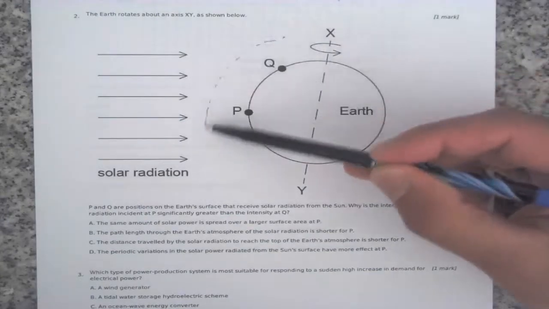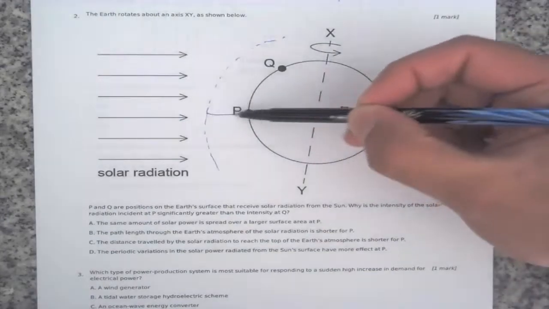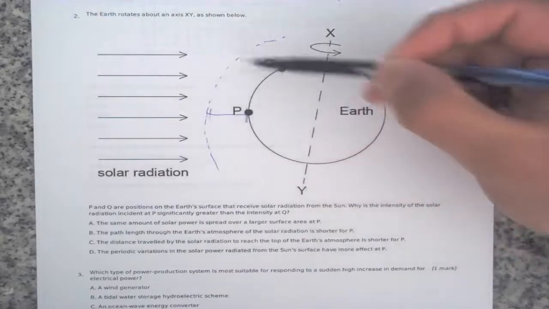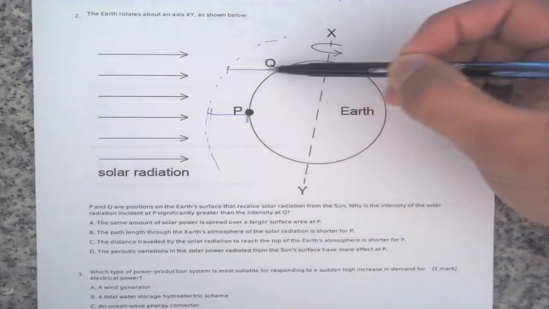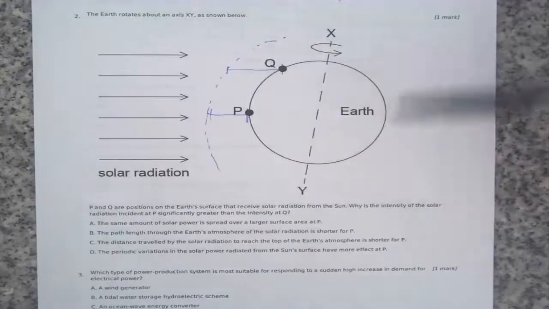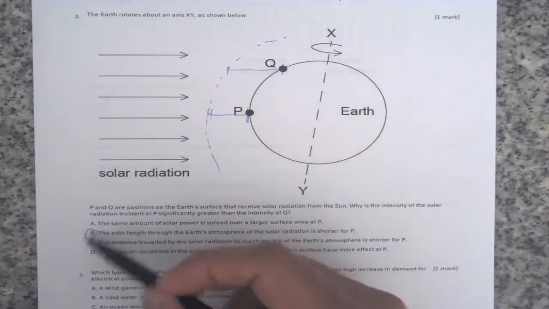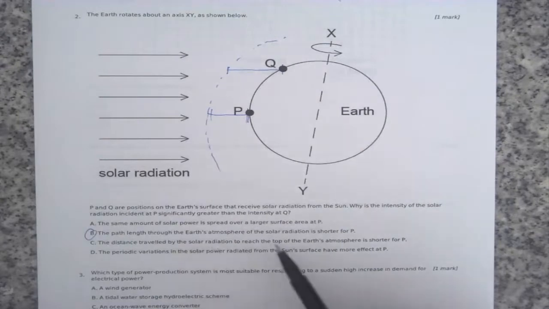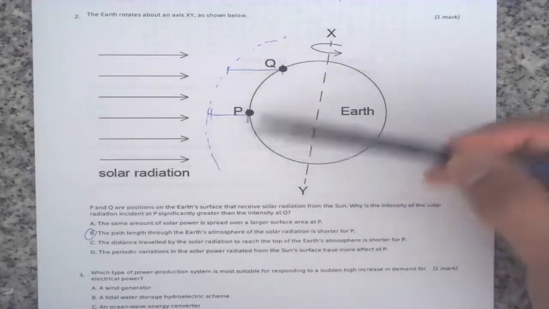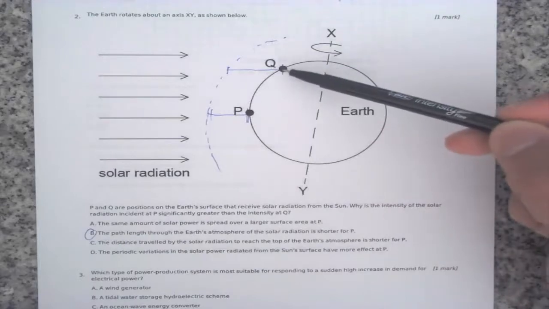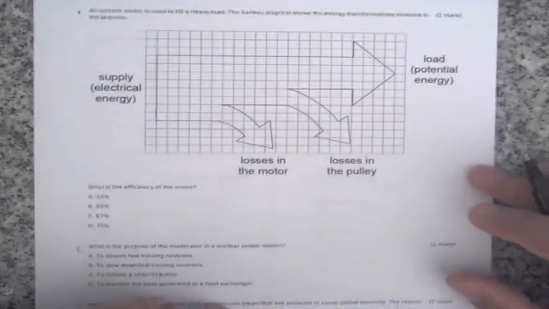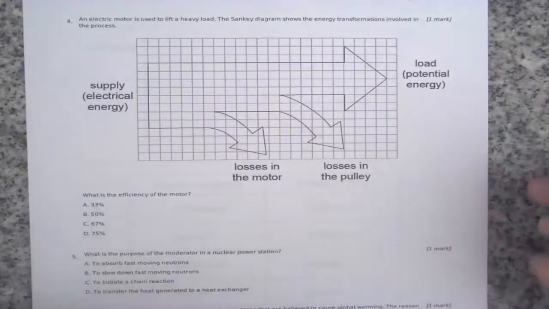If this is the atmosphere, you see that the radiation here crosses this length inside the atmosphere, and the radiation here crosses this length that is bigger than the first one. So, of course, the correct answer here is B, that the path length through the Earth's atmosphere of the solar radiation is shorter for P, so it doesn't lose so much energy as it does here when it reaches the Earth.